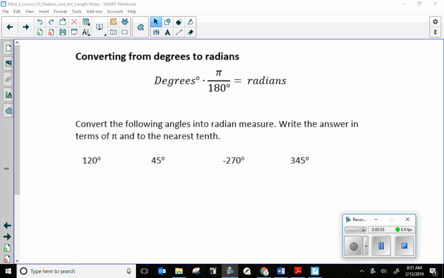Welcome to Unit 3, Lesson 3. We are going to be going over radians, arc length, things of that nature, and let's just dive right in.